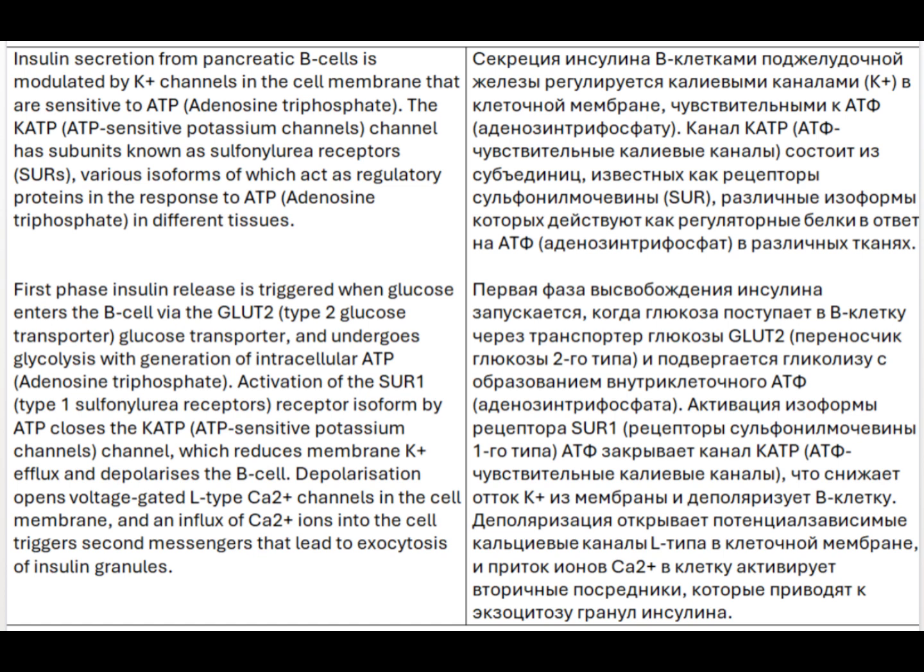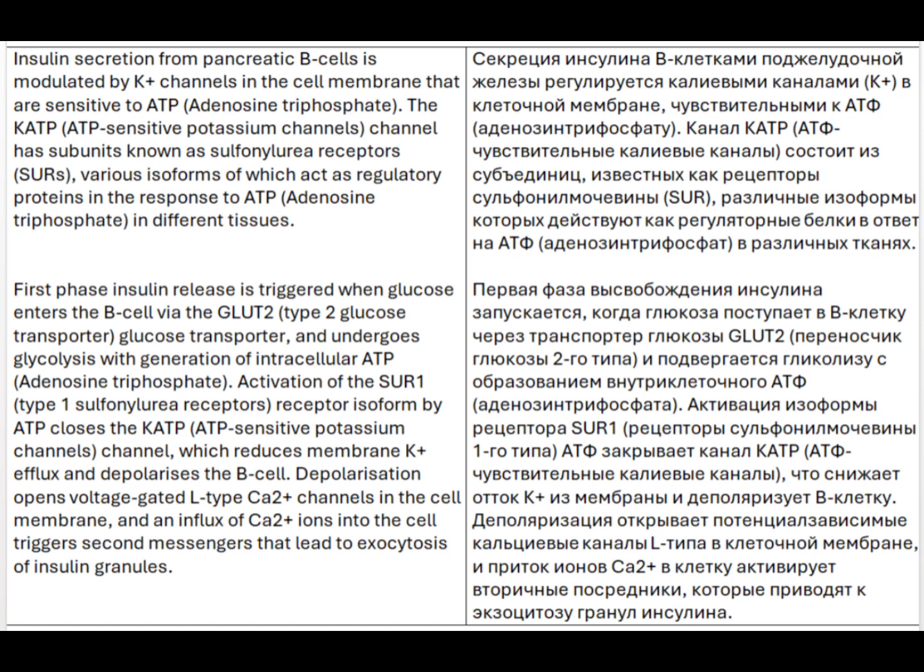Insulin secretion from pancreatic B cells is modulated by K+ channels in the cell membrane that are sensitive to ATP, adenosine triphosphate. The KATP, ATP-sensitive potassium channel has subunits known as sulfonylurea receptors, SURs, various isoforms of which act as regulatory proteins in the response to ATP in different tissues.